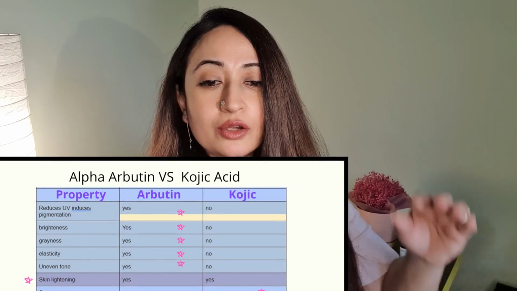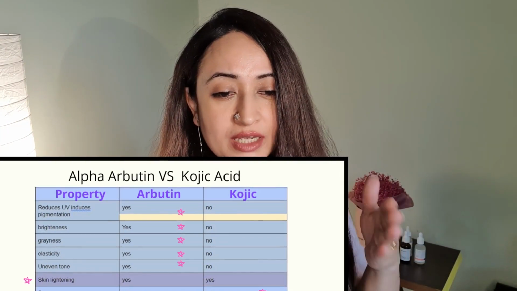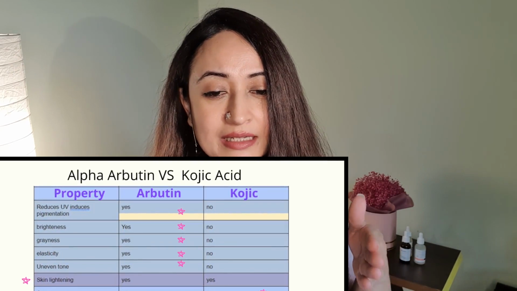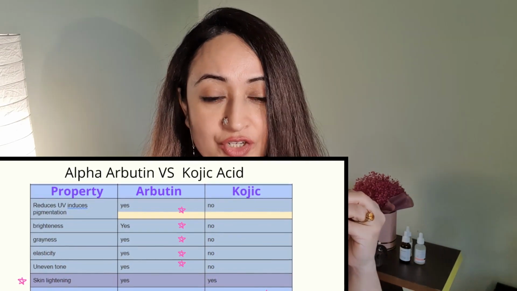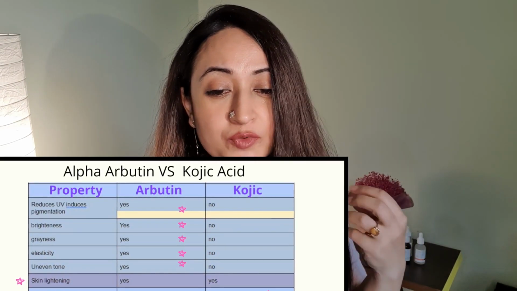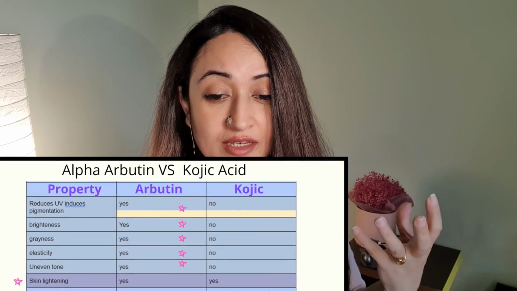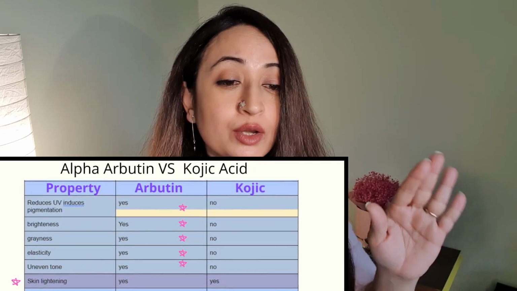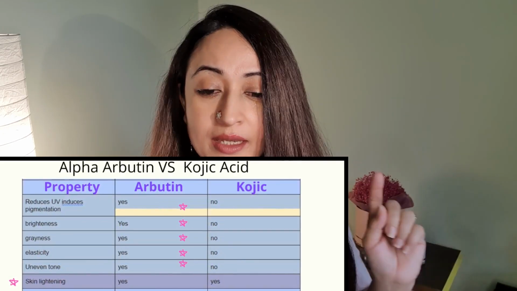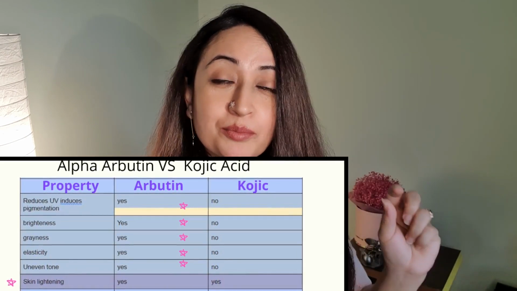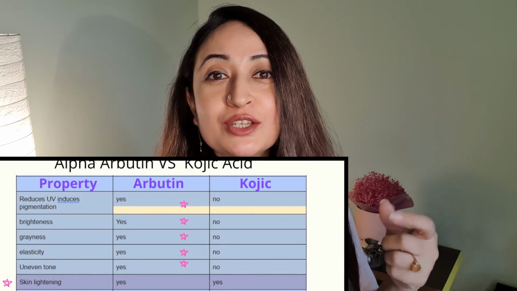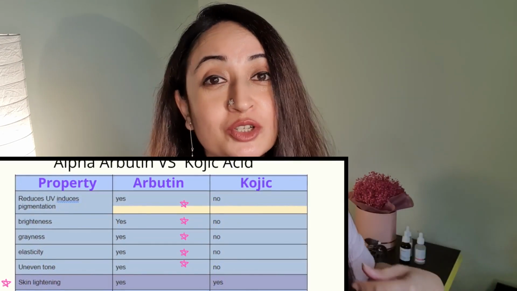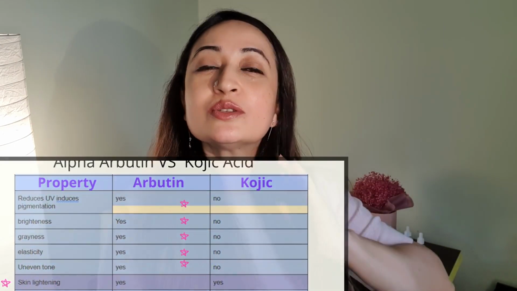Now, if you see the comparison between arbutin and kojic acid, you'll see that arbutin helps in reducing pigmentation caused by sun radiation. It improves brightness, it improves grayness, it improves skin elasticity, and it evens out skin tone, which kojic acid is not able to do. But skin lightening, both Alpha Arbutin and kojic acid are able to do. So that is why kojic acid used to be recommended by a lot of dermatologists for melasma and also for acne scars because it does lighten your skin.